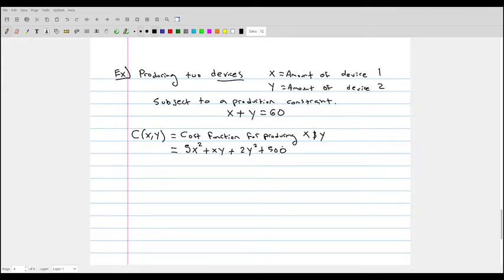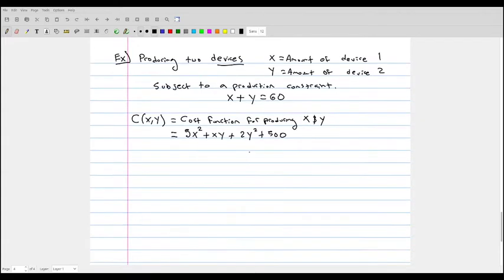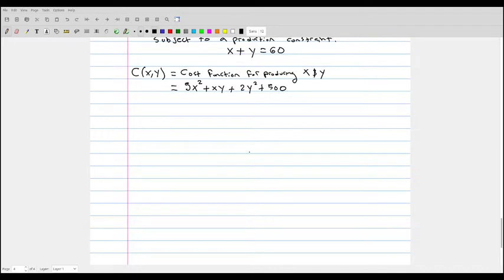So for any amount of the quantities x and y, this function is giving us the exact cost of production. Maybe it costs a little bit more to produce a certain amount of x versus a certain amount of y. So this coefficient of x squared is bigger than this 2 right here. But you can think of this cost function as being the exact mathematical function that gives us the amount that it costs to produce a certain amount of units x and y.